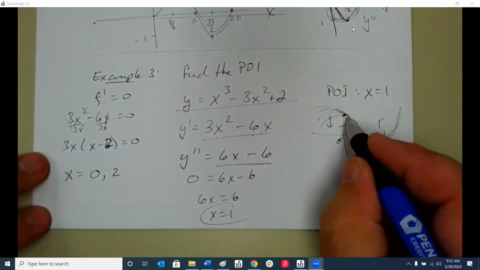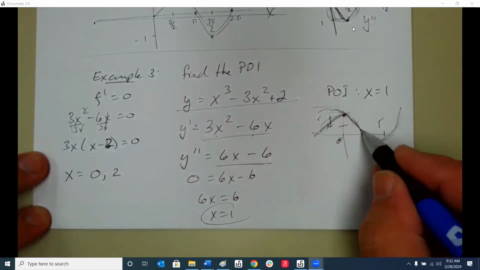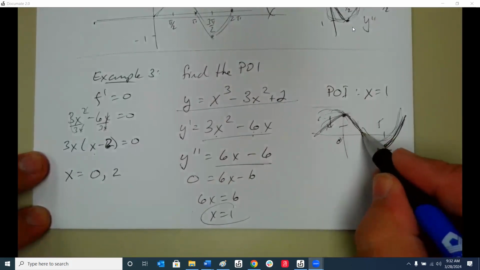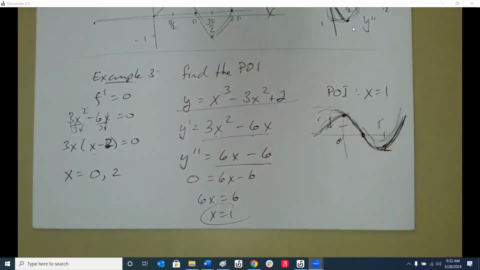So what this tells us is our graph will look like this and like this. We have the POI at 1, and we figure out where that point is. So see how we're putting the graph together? We have the point of inflection. We have the maximum and minimum. We have the y-intercept. We eventually find the x-intercepts.